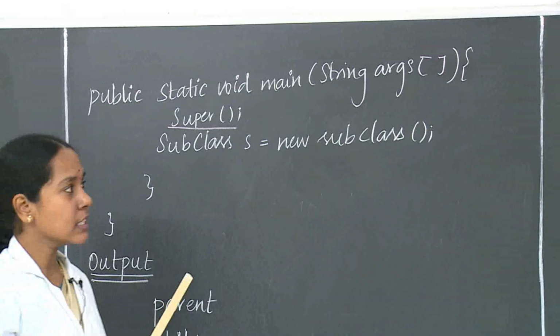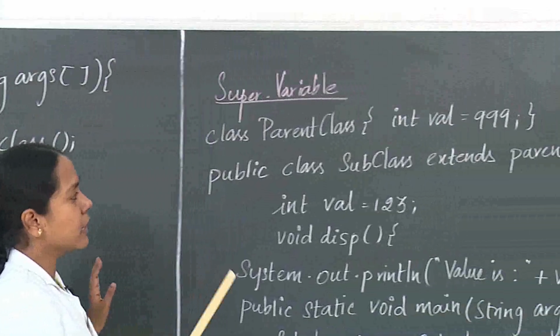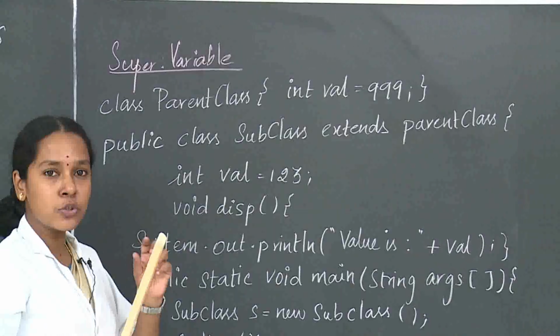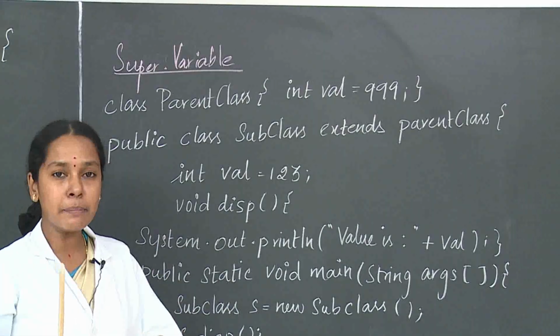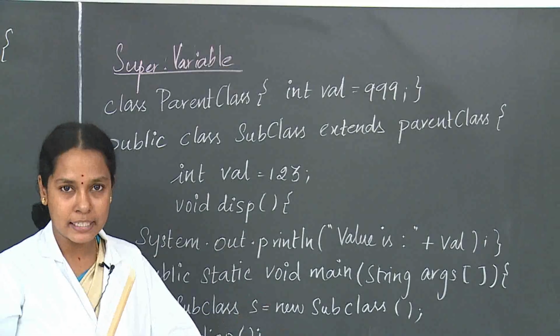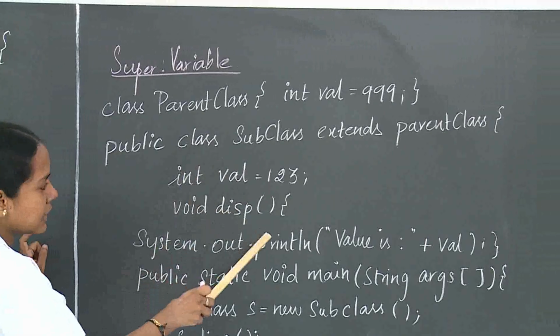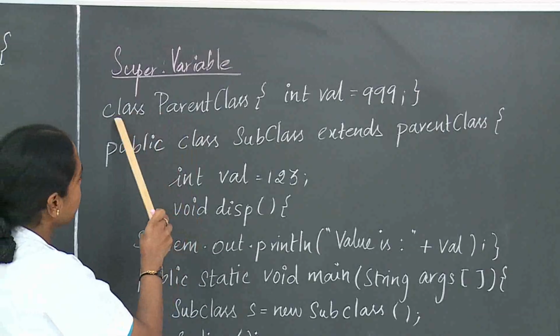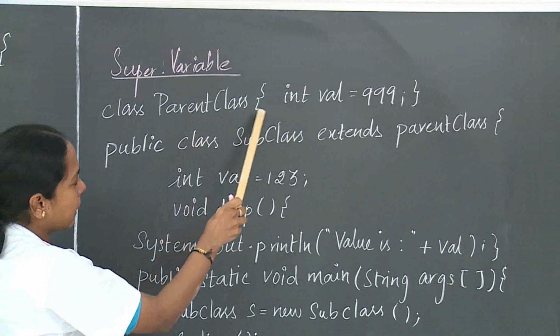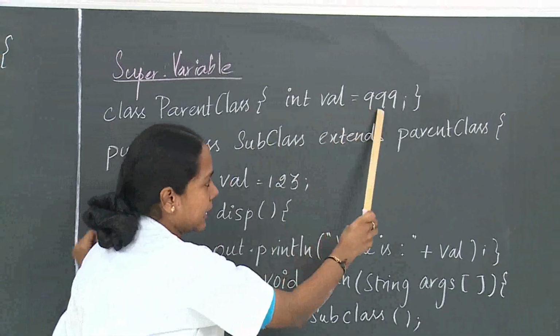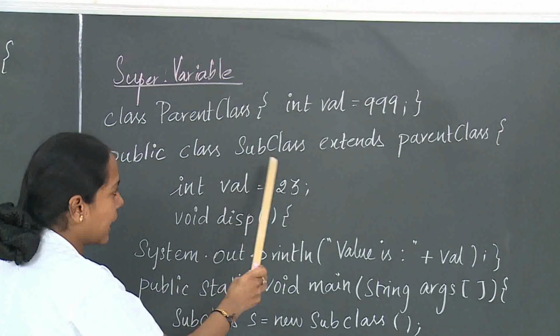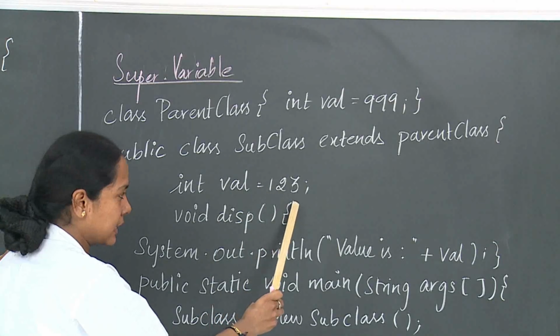Okay. Next one is the super keyword with variables. I already told that while using super dot variable name, it will directly go to the parent class variable. Here, this example is without using the super keyword. I am using a parent class value of 999, and in the subclass I am using a value of 123.